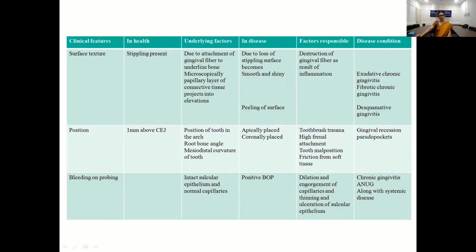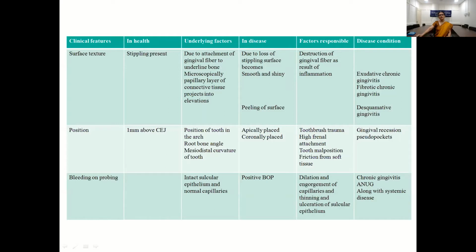Normally, bleeding on probing is not present because there is an intact cellular epithelium and the capillaries are normal. But when chronic gingivitis is present, when there is ANUG, or when systemic diseases are present, bleeding on probing is present.